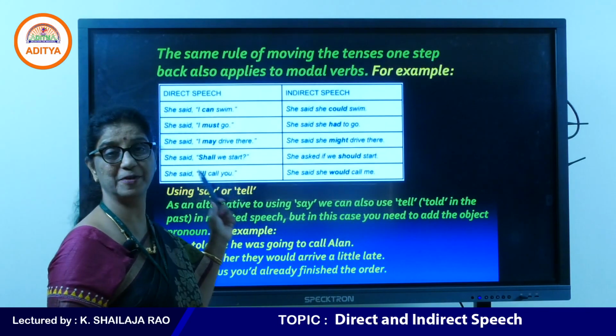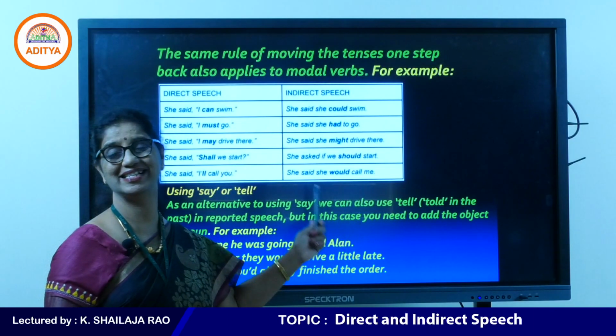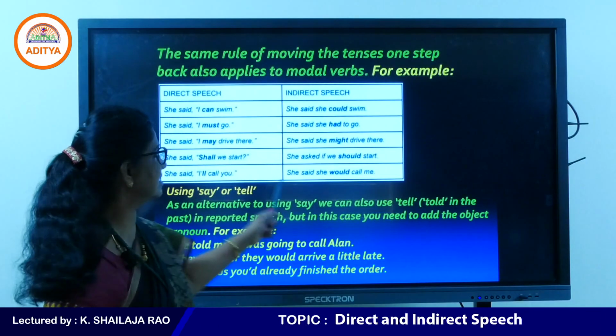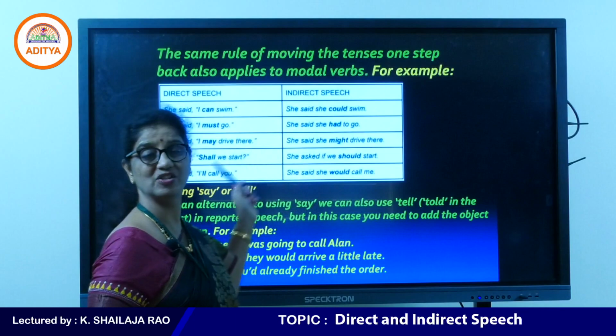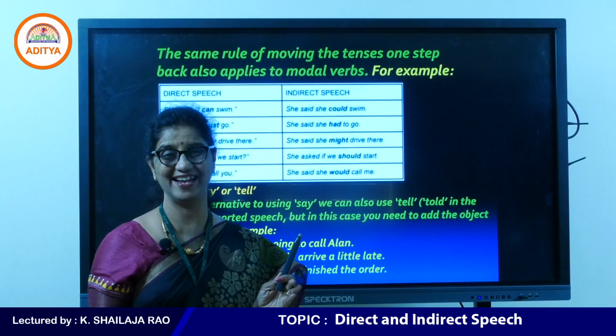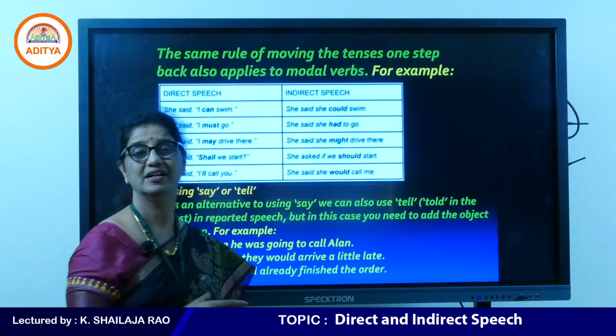See how in direct speech all the tenses are in the present and they go into the past tense in the indirect speech. Just think that this is happening now and this is happening a little later. So what happens is, because reported speech happens after the direct speech, right? That's why it goes one step backward, or it goes into the past tense.